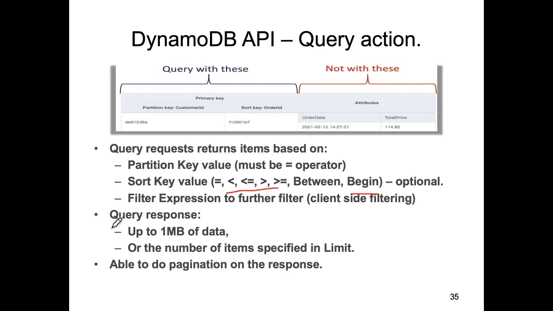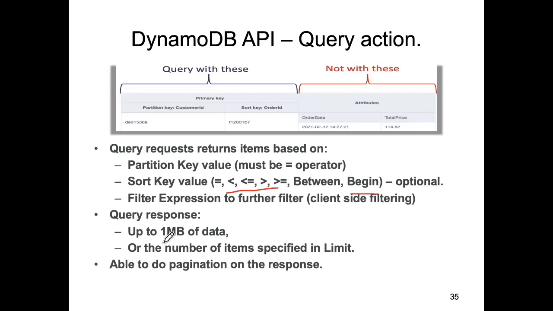There are some limits on the size or the amount of data that can be returned from a query request, and we're saying it can be up to 1 megabyte. If you know that a query could return a large number of items and you want to limit it, because those items have to travel across the network and maybe you're concerned about latency, you can specify a limit in the query request.